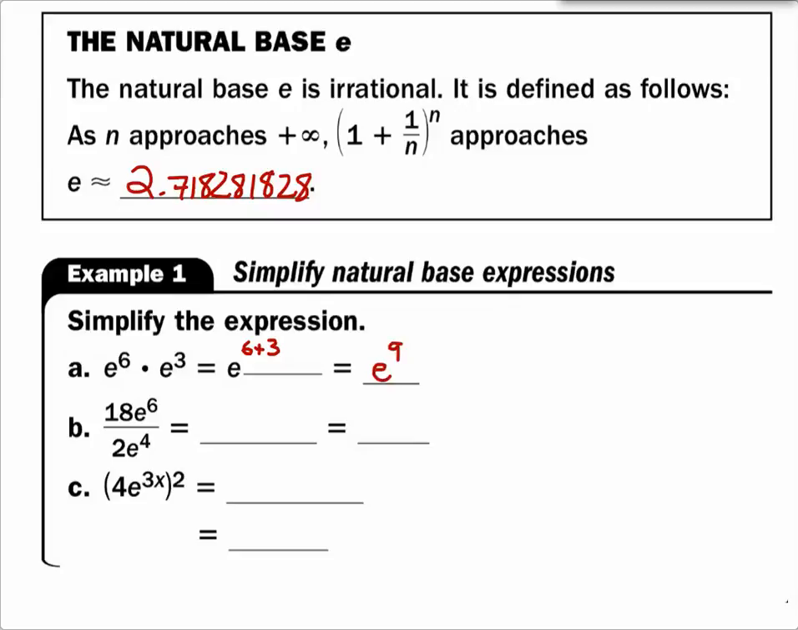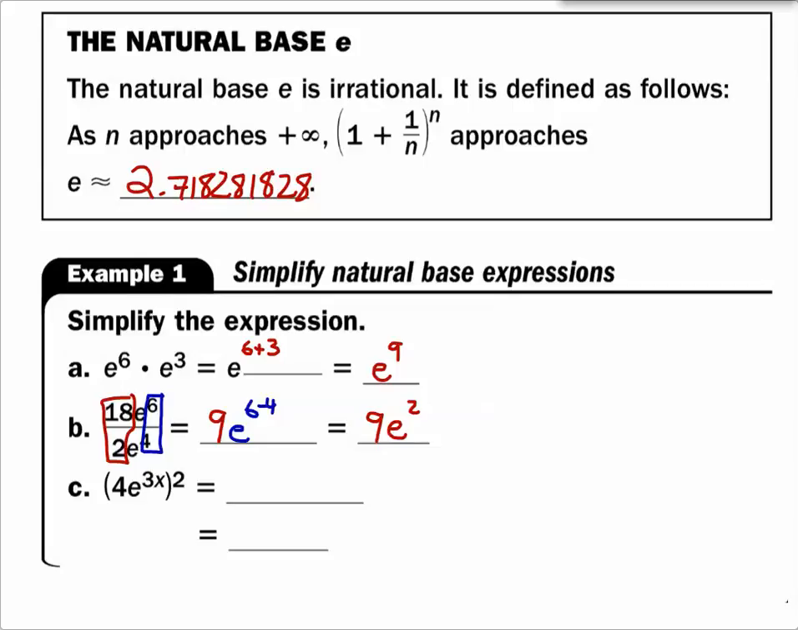Part B, 18e^6 divided by 2e^4. Well, we're dividing. The actual numbers, the coefficients, divide, makes 9. And then the exponents of e subtract. So it's e to the 6 minus 4. So it's 9e^2.